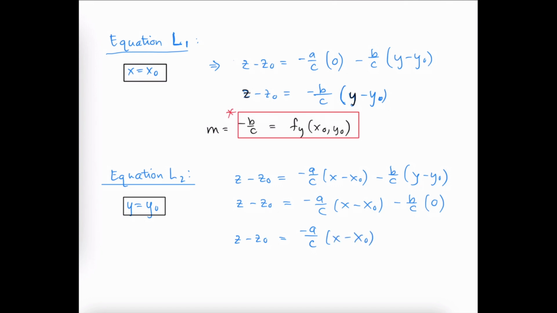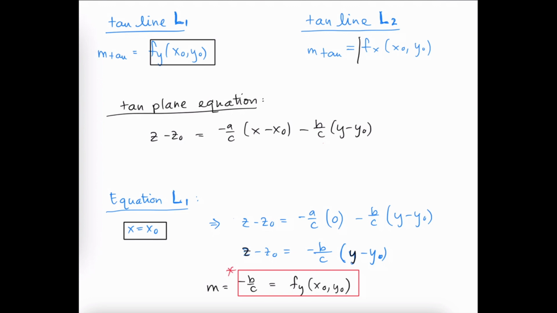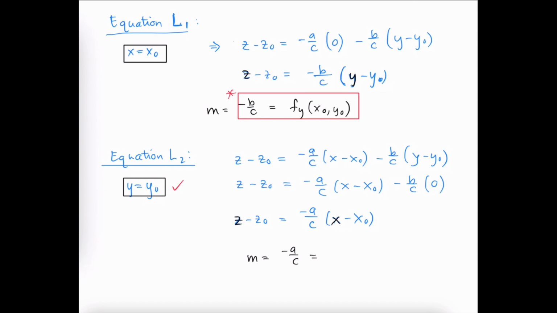Then we simplify down to z minus z naught is equal to negative a over c times x minus x naught. This is again a two-dimensional equation of a line, but this time in a plane that's parallel to the xz plane. The y equals y naught plane is a plane parallel to the xz plane. So this is that 2D equation for a line where the slope of that line is negative a over c. But as we saw a moment ago, the slope of tangent line 2 was the first partial with respect to x. So while that slope is negative a over c, it's also the first partial with respect to x evaluated at x naught, y naught, and then we can use this first partial as a substitution for negative a over c.